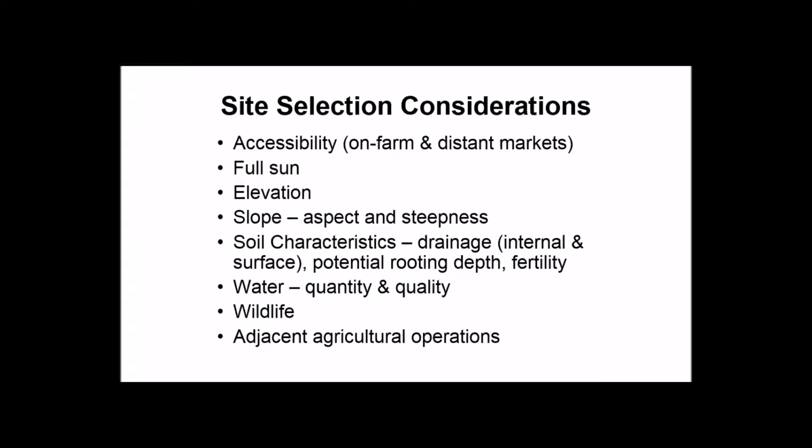Water is an increasingly important aspect. How much water is available for the crop? What's the quality of the water? How prevalent is wildlife in the area? Do you need to plan for a deer fence? Do you need to plan for bird netting? Those are things that can be fairly costly. It's best to budget for them up front.